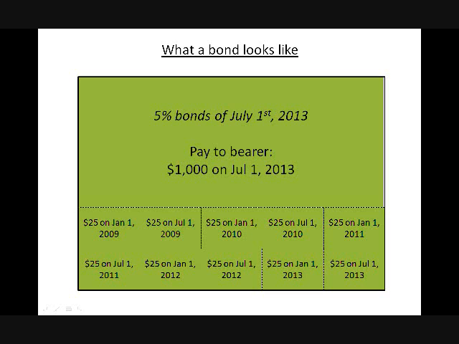The way bonds used to work is you would literally cut off these little coupon squares and turn them in on the correct date, and you would get your $25 cash in exchange for the little coupon that you cut out. So okay, hopefully that gives you a better idea of what a bond is.